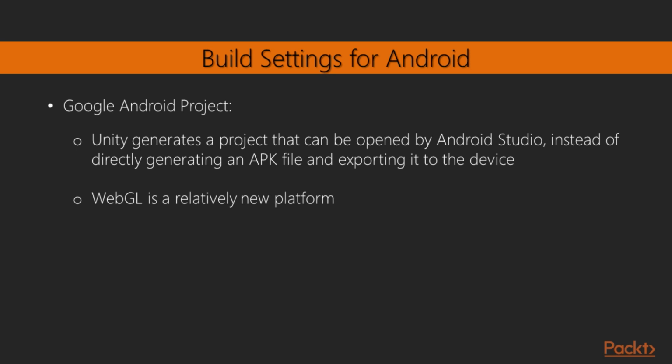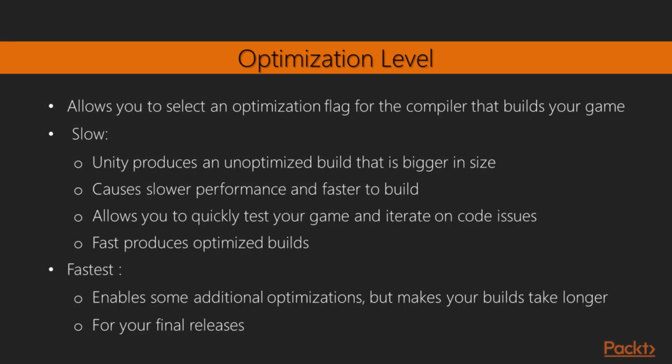WebGL is a relatively new platform compared to the others. Let's talk about the optimization level. This option allows you to select an optimization flag for the compiler that builds your game. When set to slow, Unity produces an unoptimized build that is bigger in size and causes slower performance but is much faster to build. This allows you to quickly test your game and iterate on code issues. The fast option produces optimized builds, and fastest enables some additional optimizations, but makes your builds take longer to complete. Use the fastest option only for your final releases.